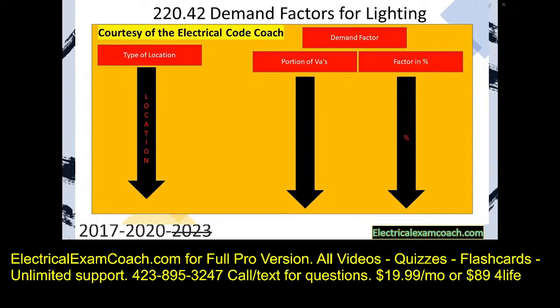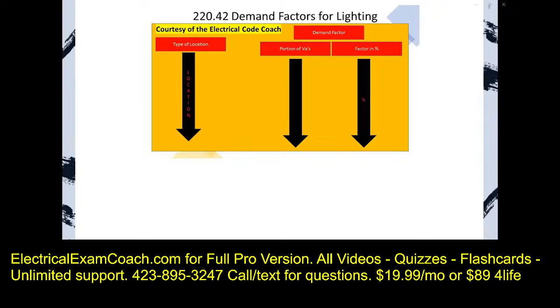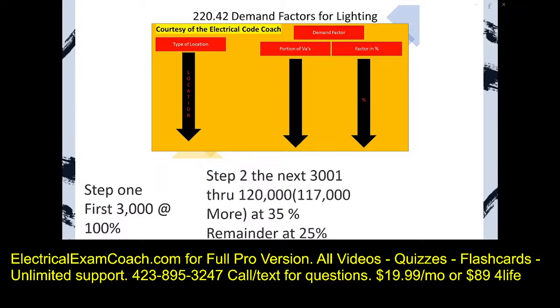Let's get to it. When looking at this table, we're going to see a multi-layered demand factor for dwelling units. Step 1, we're going to take the first 3,000 VAs at 100%. Step 2, we're going to take in between 3,001 through 120,000, which is technically just another 117,000 more. And that's how I'm going to refer to it for the rest of the program. We're going to take that percentage at 35%, and then we're going to take anything above and beyond that at 25%. Then step 3, we add them back together. We take the original 3,000 that we set to the side. Then we're going to take that new reduced load, add those two together, and that's going to give us our total load.